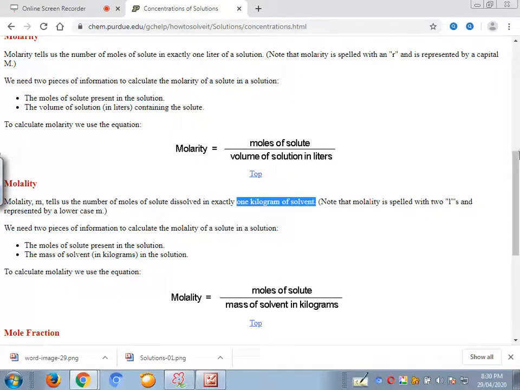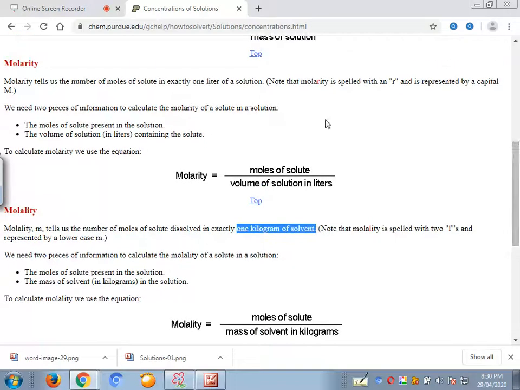In terms of molarity, the solute is present in 1 liter of solution, but in molality, it is in terms of 1 kg of solvent. So don't confuse them. Molality is the ratio of moles of solute present in 1 kg of solvent.